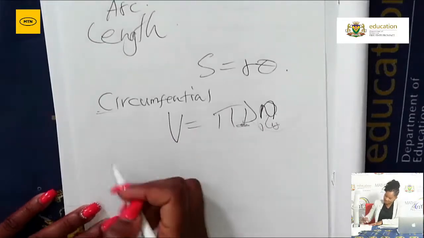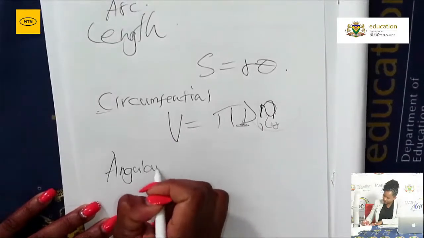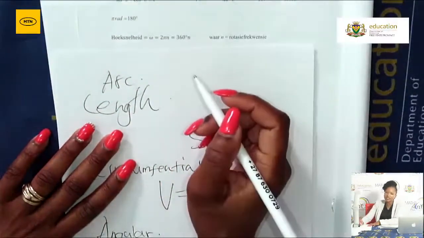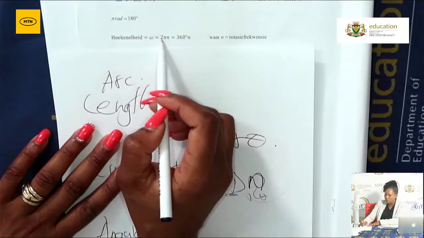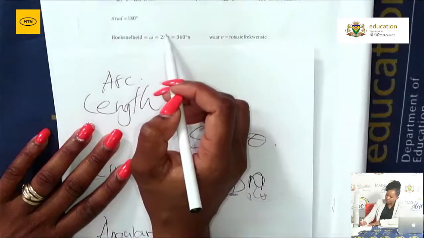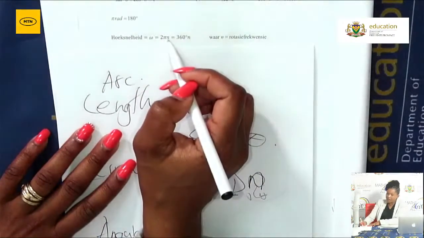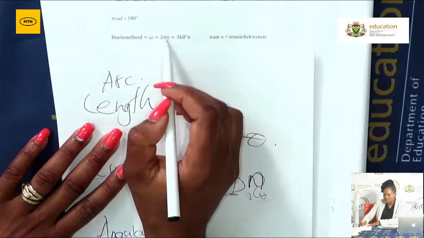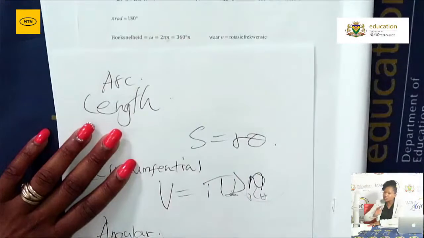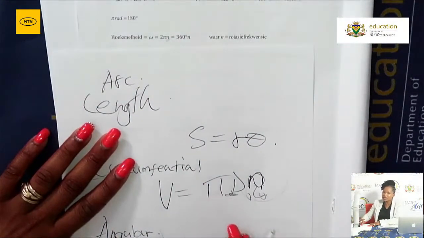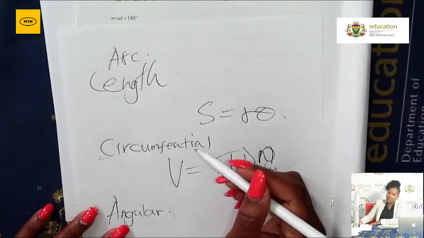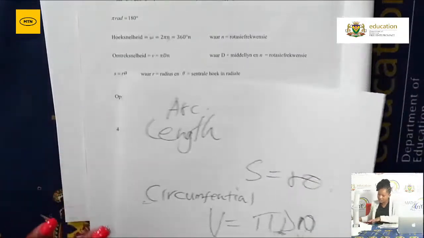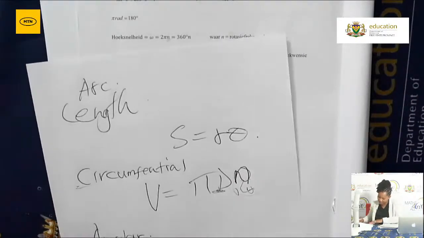And then under question 10, angular velocity. For angular velocity, the formula that you use is on the formula sheet: omega equals 2 pi n. So for angular velocity, the only thing that you are expected to substitute is your rotational frequency, which is n. Now in this one, you need to remember that if the rotational frequency is given per minute, you must divide by 60 to get it per second.